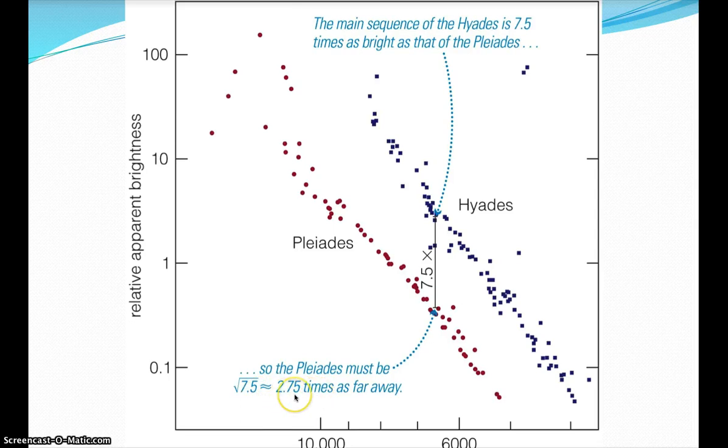So the Pleiades we know are further away because they're not as bright, and we take the square root of that multiple because the distance is squared in the relationship. So to find distance alone, we just take the square root. So the square root of 7.5 is 2.75, so we know the Pleiades are almost 3 times further away than the Hyades. Since we've already figured out how far away the Hyades are, now we have a way to say how far away the Pleiades are.